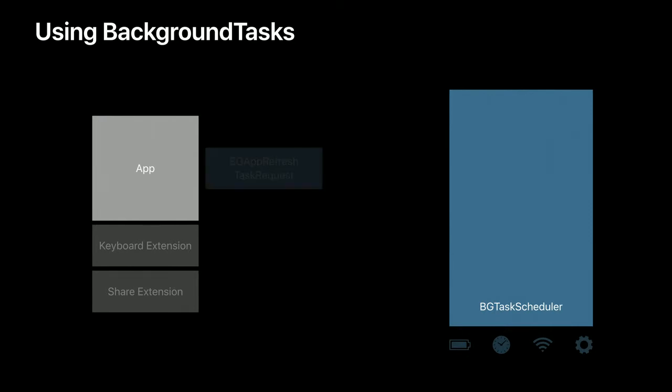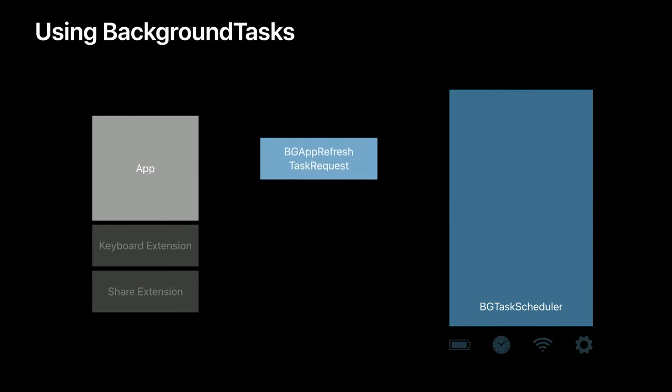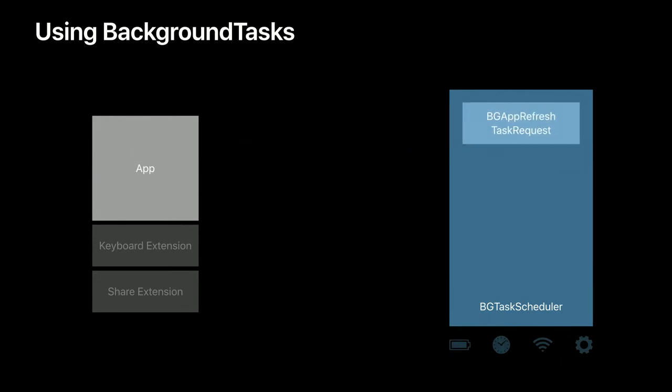While your app is running, you can request that it be woken up later to do work in the background. To do so, you'll create an instance of a BGTaskRequest object that corresponds to the type of task you would like to perform. In this case, we want to do a background app refresh. So I'll make a BGAppRefreshTaskRequest, and we submit that to the scheduler. If you have several types of tasks you want to do, you can submit multiple requests. In this case, we also want to do some database cleanup. So I'm going to make a BGProcessingTaskRequest and submit it as well.